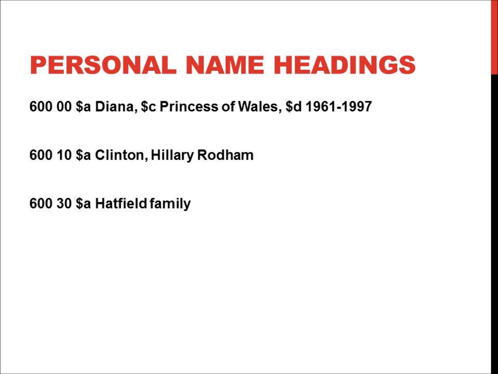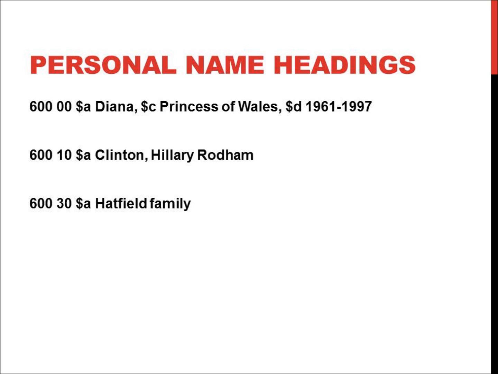Most names are going to have an indicator 1, indicating that the person is known by a forename and a surname, and that name will be listed in inverted order. So Hillary Clinton has a forename, Hillary, and a surname, Clinton, and that name is listed in inverted order, Clinton, Hillary Rodham.